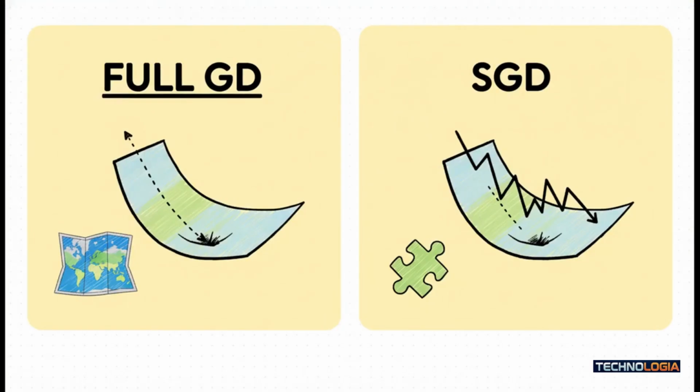This creates a really interesting trade-off. We could use the entire data set, our whole map, to give our hiker the perfect, most accurate direction to step, but it would take forever. The alternative is to just use a small, random little sample of the data to get a quick guess of the downhill direction. This much faster method is called stochastic gradient descent, or SGD. It's like our hiker only gets to feel a tiny patch of ground before each step. Their path gets a little noisy, it zigzags a bit, but hey, over time, it still trends downhill.